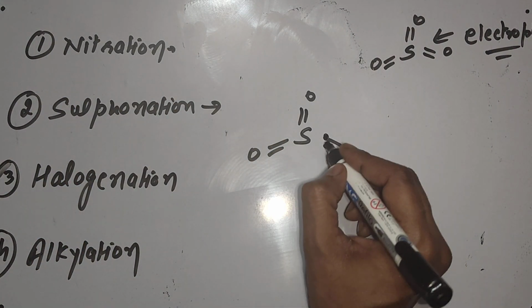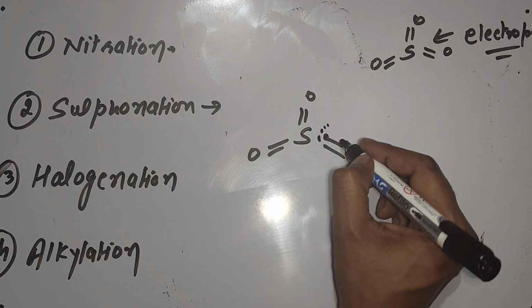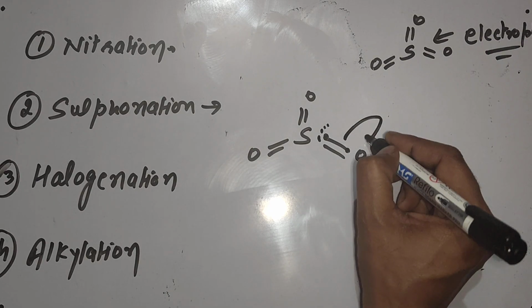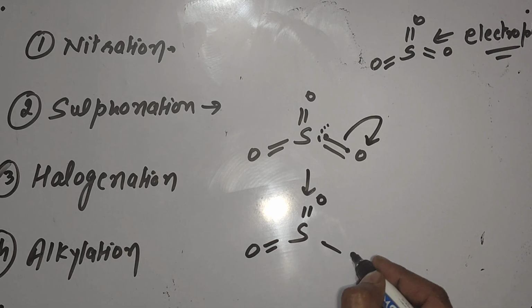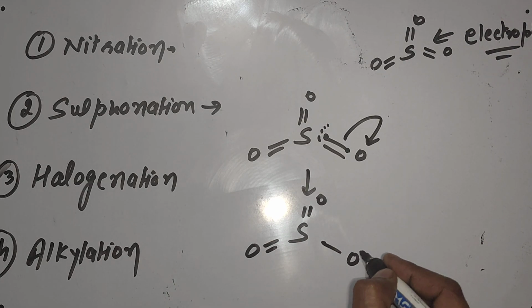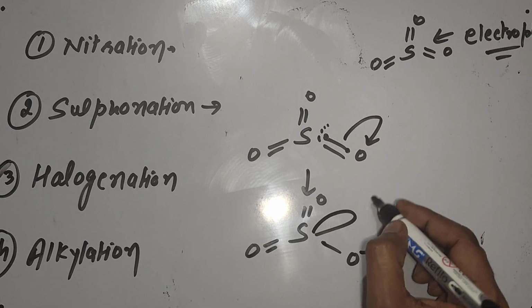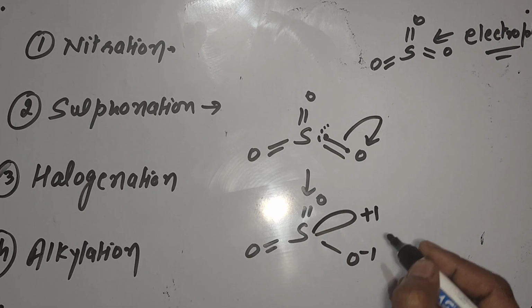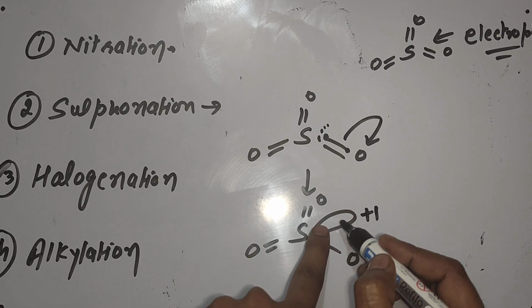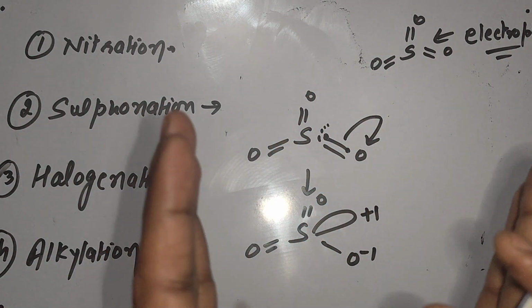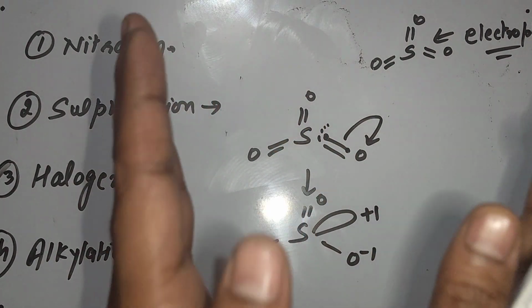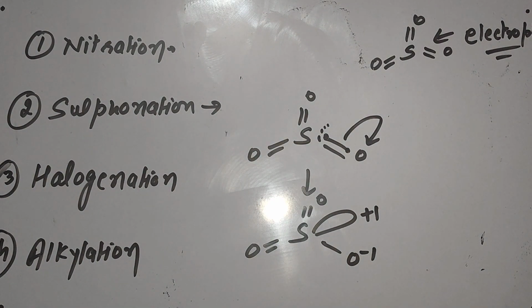During reaction time, this pi electron will break and both electrons will shift toward oxygen, due to which this oxygen will become negatively charged and a vacant orbital will generate on sulfur with a +1 charge. That's it. The vacant orbital is there. This vacant orbital can adopt electrons. So in this fashion, sulfur trioxide can work like an electrophile during reaction.